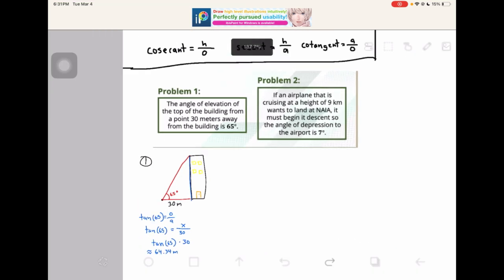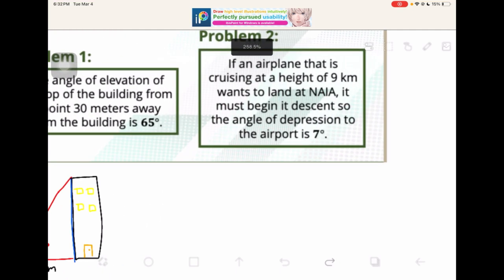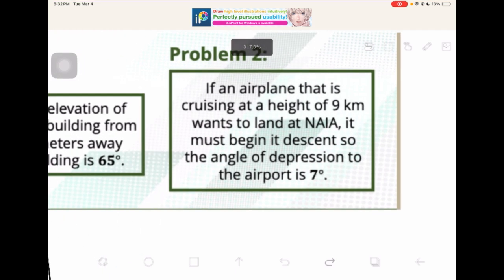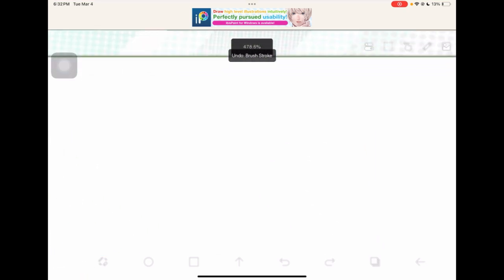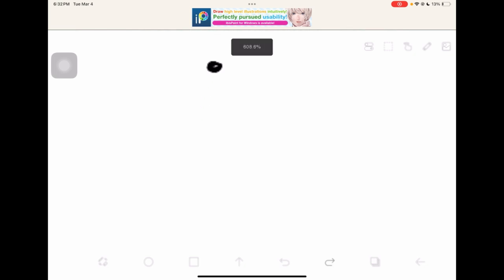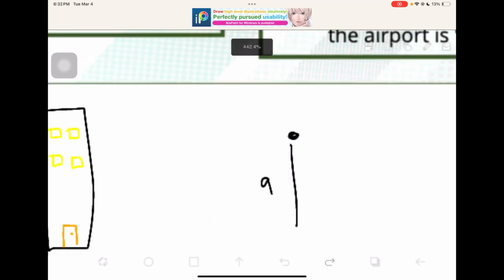But what about the angle of depression? If an airplane that is, let's do this sentence by sentence. If an airplane that's at a cruising height of 9 kilometers, let's focus on that. So we have an airplane over here to the ground. That is 9 kilometers. Let's just put 9.